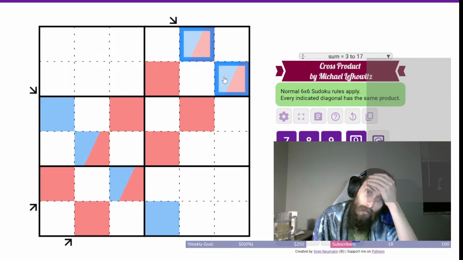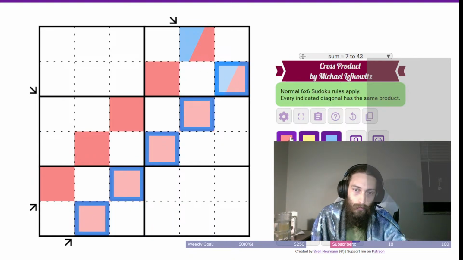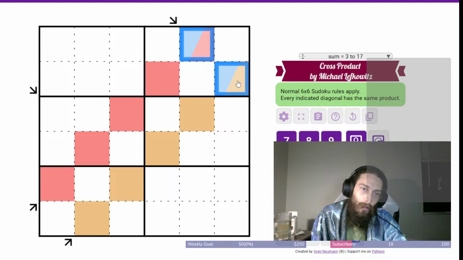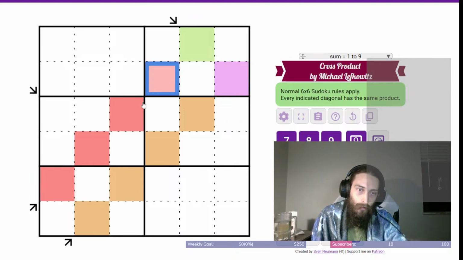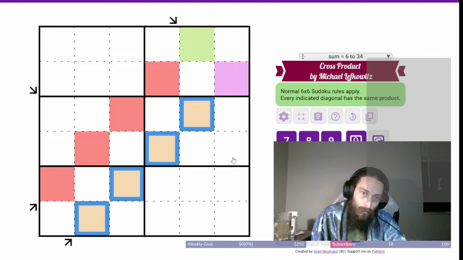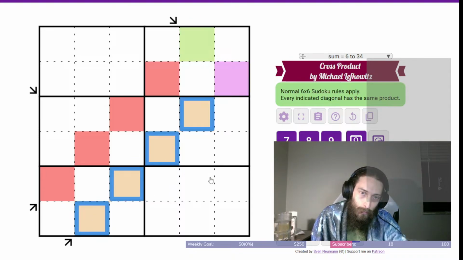Okay, this blue one here, I'm going to ignore for the moment. Let's make that one orange. These two here, I'm going to make this one green and this one purple. Purple is equal to the product of red, and green is equal to the product of orange. Is that reasonable? Because purple times orange is equal to purple times green. So green must equal orange.